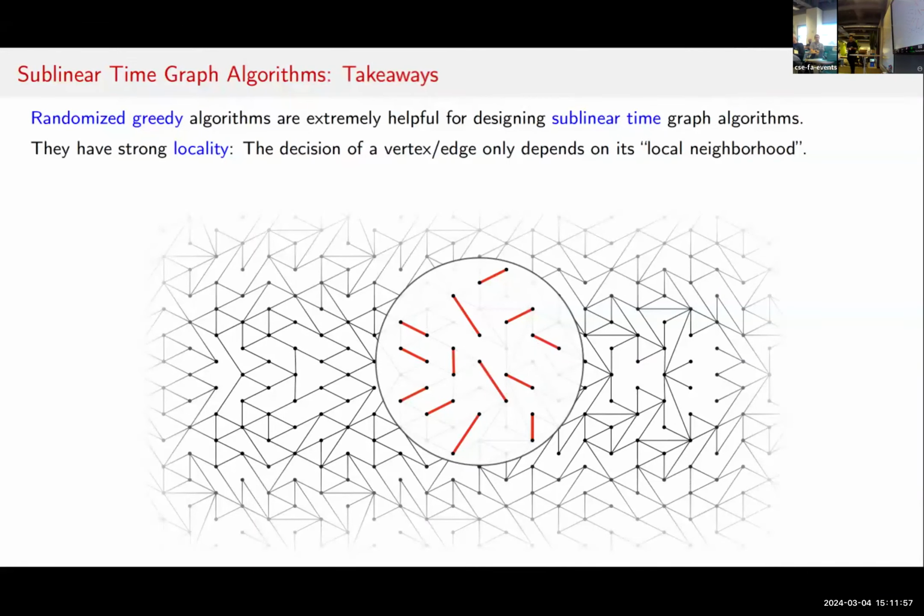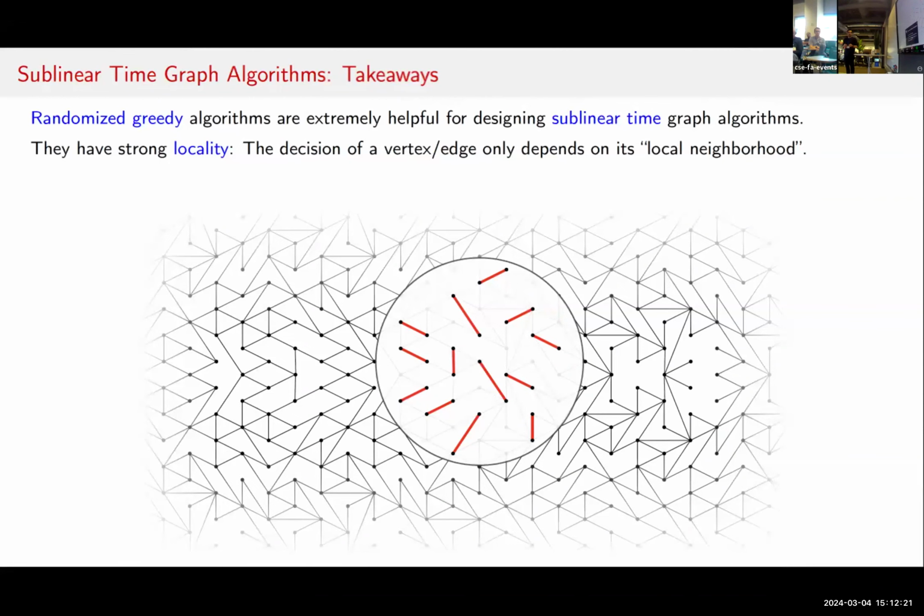Okay, so this was the first part of the talk, and I want to say that this machinery of bounding these local neighborhoods that are relevant to tell what the output of a vertex is, can be super helpful for a lot of applications. And today I'll talk about such applications in the classroom.